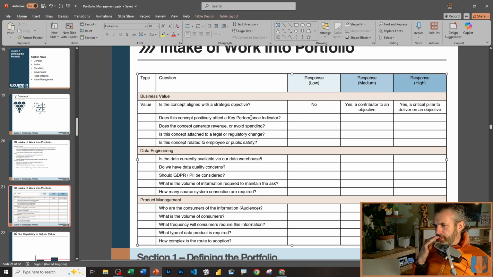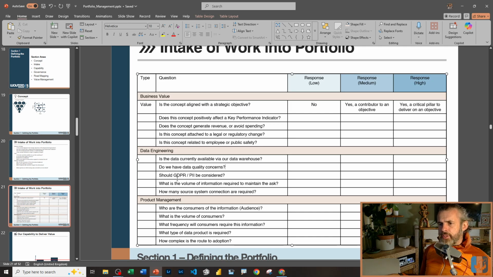Right. Now we're on to data engineering. Is the data currently available in our data warehouse? That might need rewording, because data warehouse is just one specific part. But we'll leave it as it is for the moment. I'm not going to get too bogged down on wording right now.